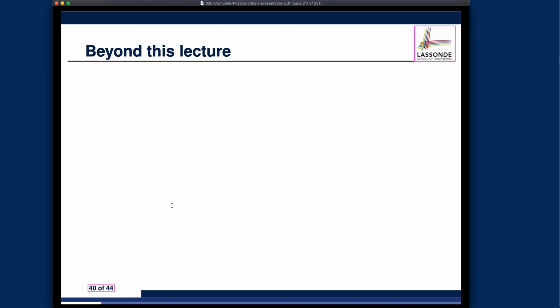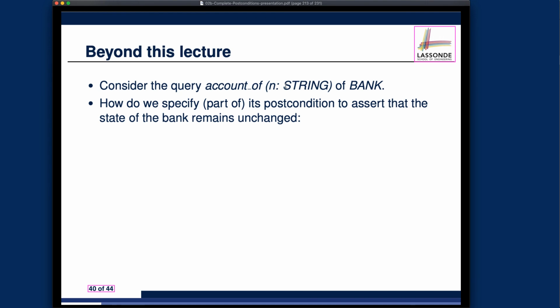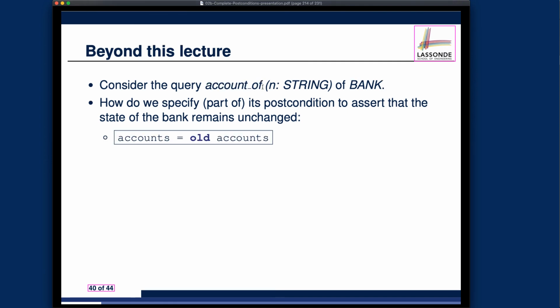Okay, beyond this lecture, I would suggest you do the following exercise. Oh, actually, this is the query that we talked about, which is account of, right? It simply returns the account object for the corresponding name. So now, how do we specify as part of its post condition to say, for this particular account of, we do not mean to change the accounts array? We don't really mean to change that. So what could be the corresponding post condition that we should write that's complete, right? We want to write a post condition such that if there's any wrong implementation that tries to modify the array, in that case, we should give a post condition violation.